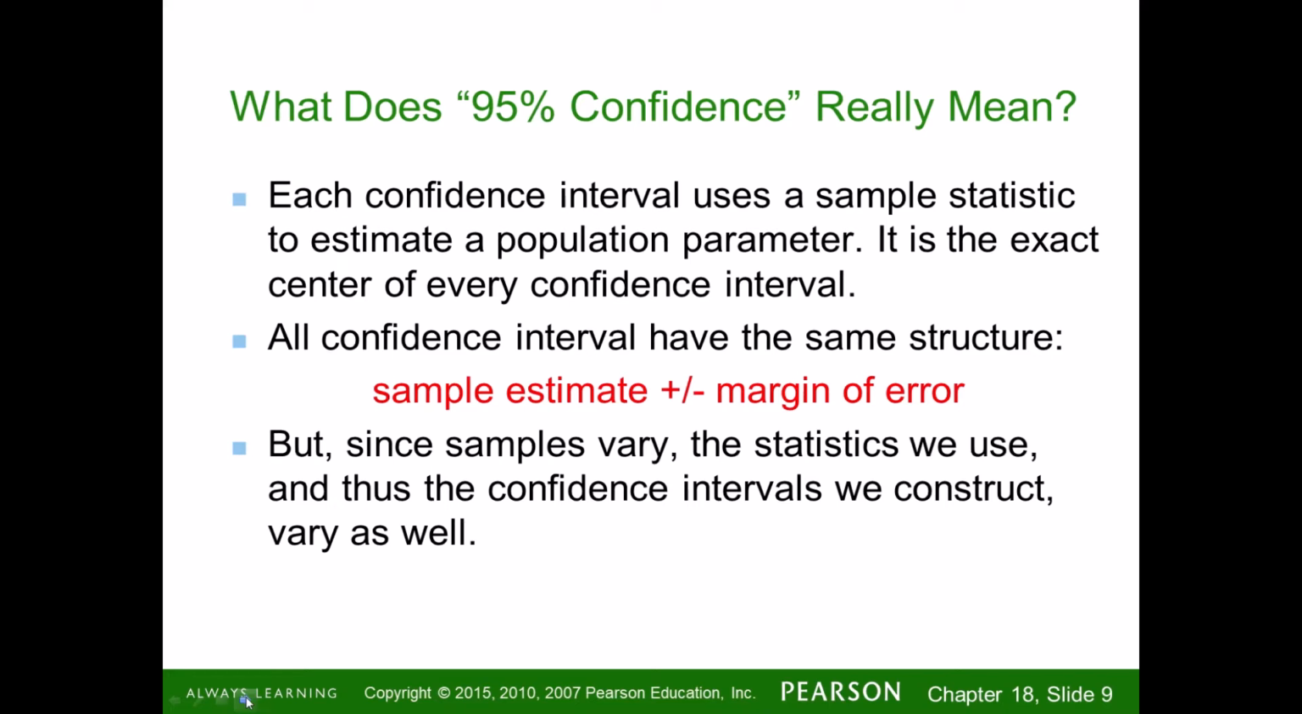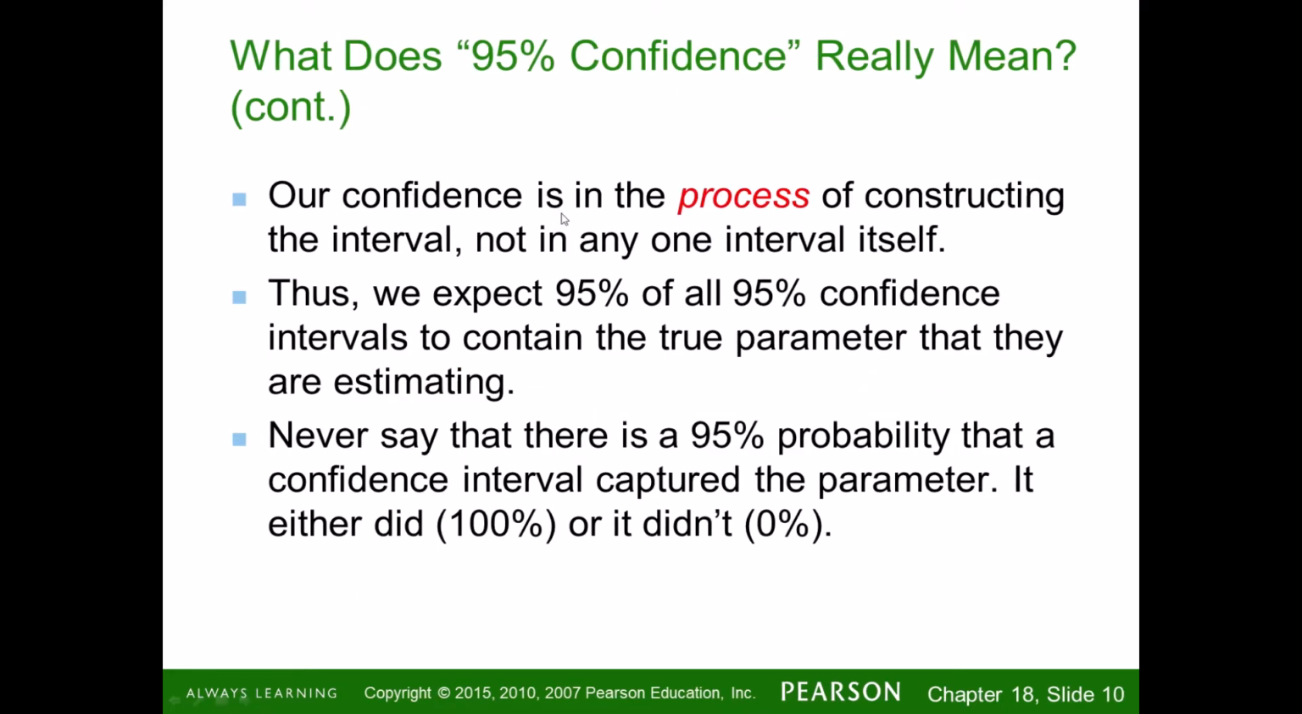So that's where this error comes in, where you're 95% successful in this process, but maybe 5% not successful at a 95% confidence level. So our confidence, rather, is in the process that we use to construct the interval, not in one interval all by itself. So if it's a 95% confidence interval procedure, we would expect 95% of all of them that we could possibly build to contain the true parameter that we are estimating.